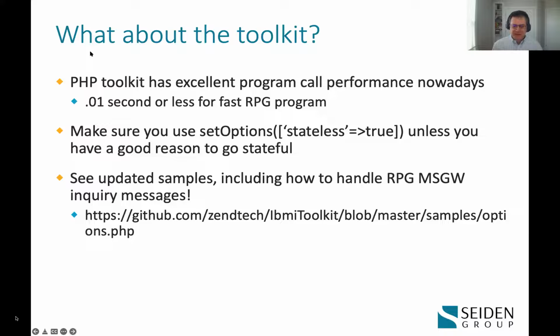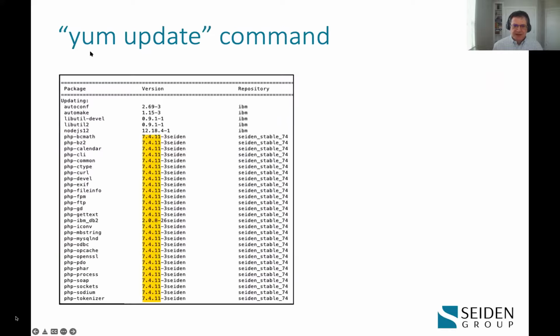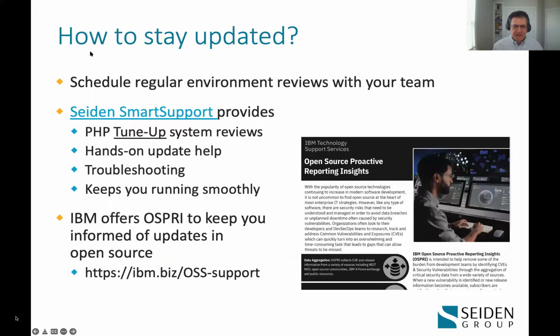And so there's some tips in these examples of how PHP can handle that. I just suggest you can update very easily once you get RPM-based PHP installed using yum through ACS here. Updates available, or through the yum command. We always publish our changelog. You can see here. I'm getting near the end of my prepared material here, but how to stay updated.